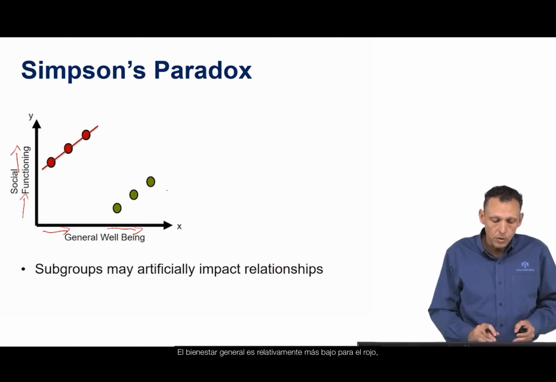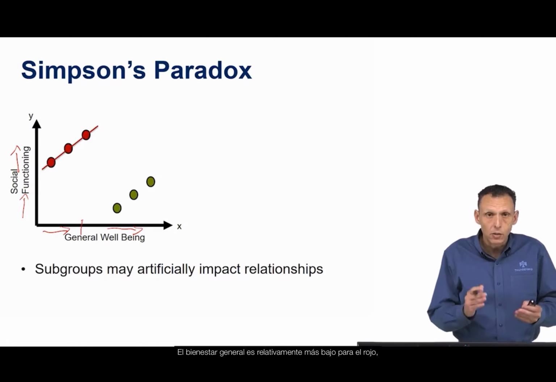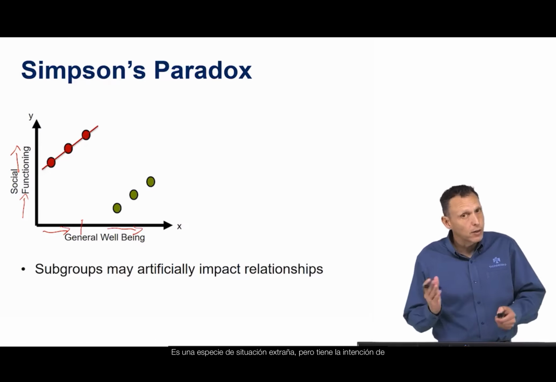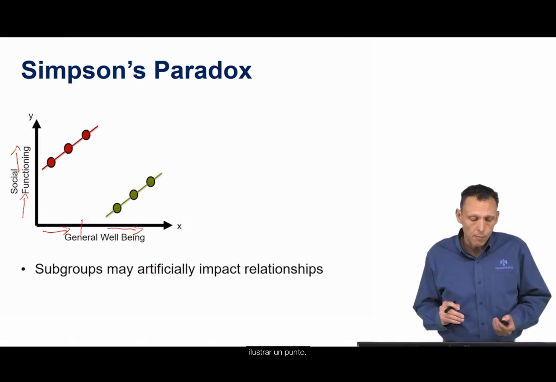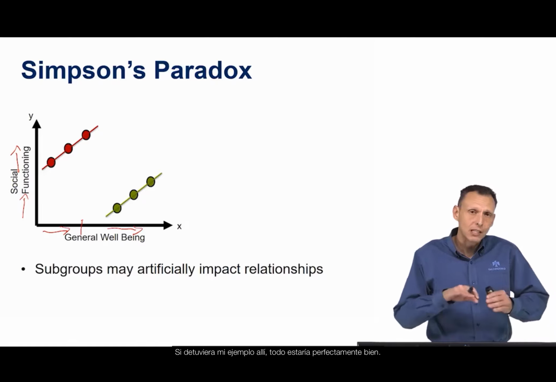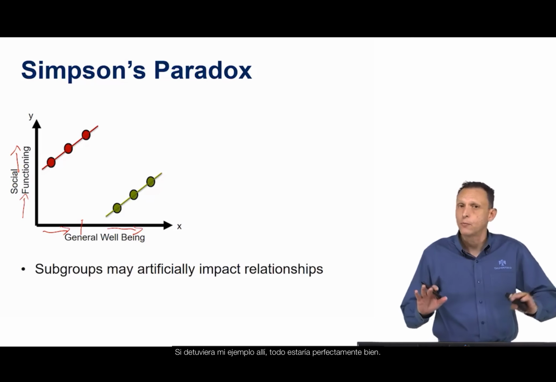General well-being is relatively lower for the students in red. Their social functioning is higher. It's sort of a bizarre situation, but it's meant to illustrate a point. Now you can see the positive relationship within these two subgroups. If I stopped my example there, everything would be perfectly fine.